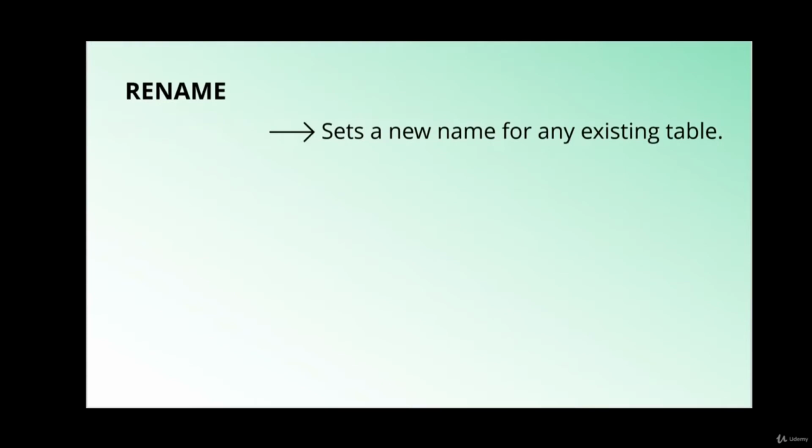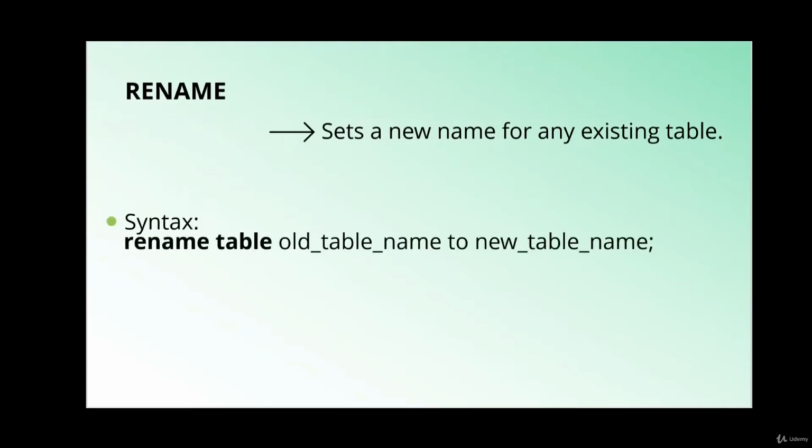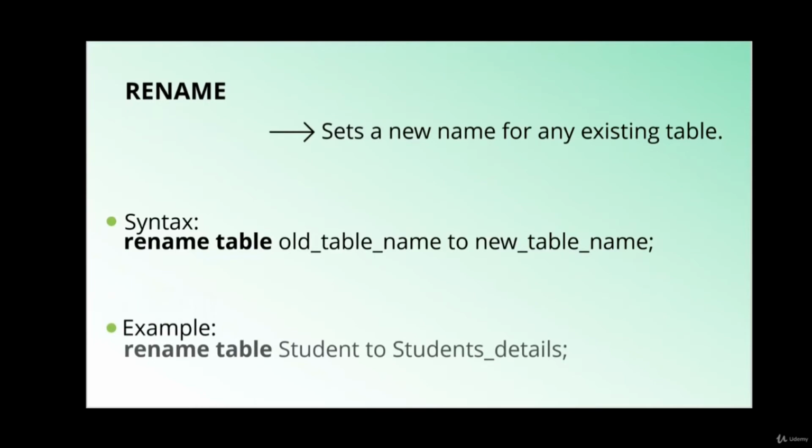The last DDL command is rename. The rename command sets a new name for any existing table. The syntax for rename is rename table, then we'll have to write the existing table name. After that, add the keyword to and write the new table name that you want to give to your table. For example, if I want to change the name of the table from student to student details, I'll write the query as rename table student to student details.